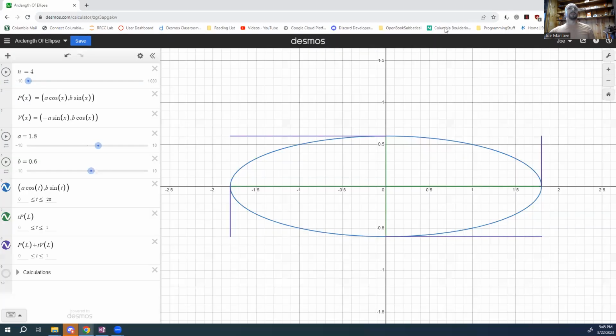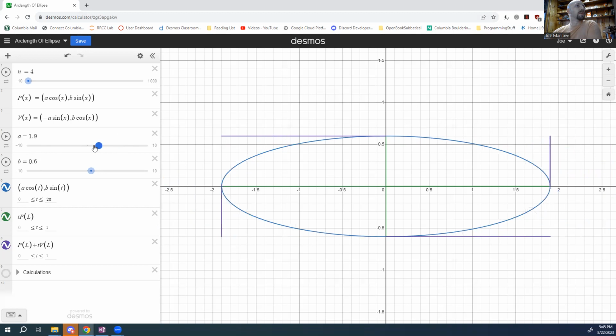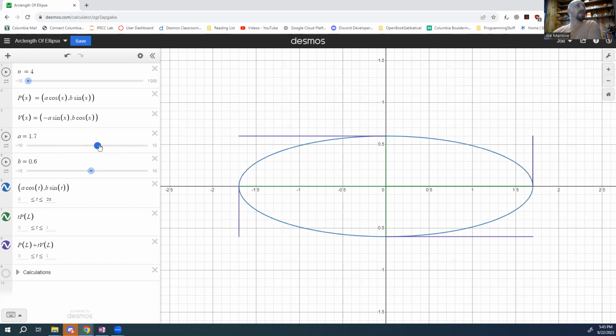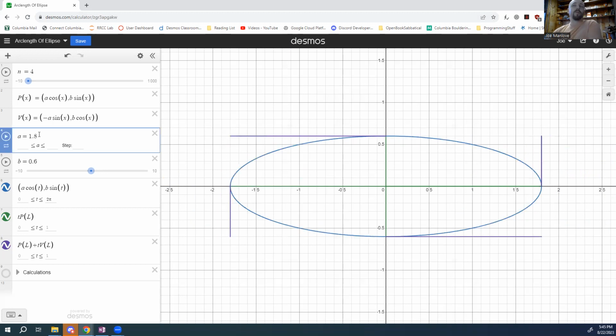So here is an arc length calculator that I built in Desmos for ellipses. You can see I've got adjustments for A and B, and these adjust the major and minor axis. I happen to know what the answer is for 1.8 because I used a different calculator. Those adjust the size of the ellipse. Then I've got my position function built in here, and my velocity function built in here. I just made a p of x and a v of x. I didn't use t's because there were a lot of t's.